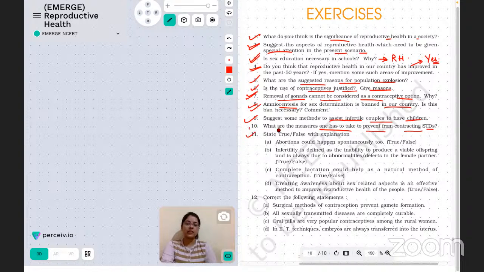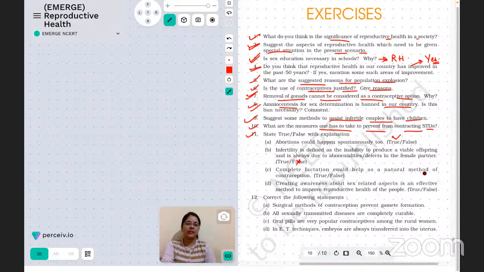Now you have to state true or false. Abortions could happen spontaneously too. हाँ, abortion spontaneously भी हो सकता है, मतलब अचानक भी हो सकता है, in case अगर proper embryonic care and protection नहीं किया गया तो. Infertility is defined as the inability to produce a viable offspring and is always due to abnormalities or defects in the female partner. False. ये false है. Male partner में भी defects हो सकते हैं.